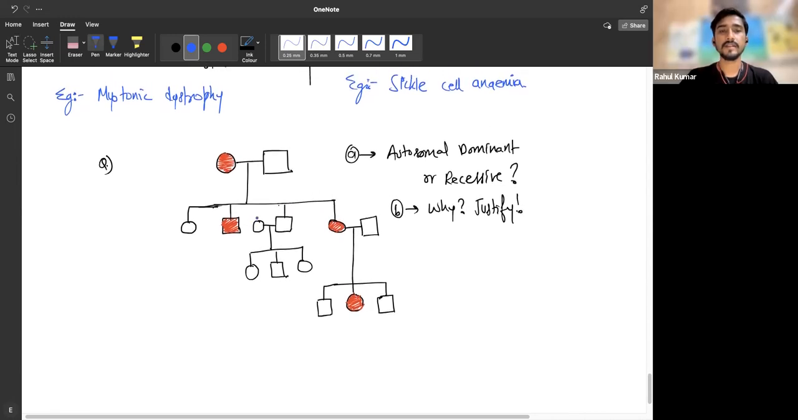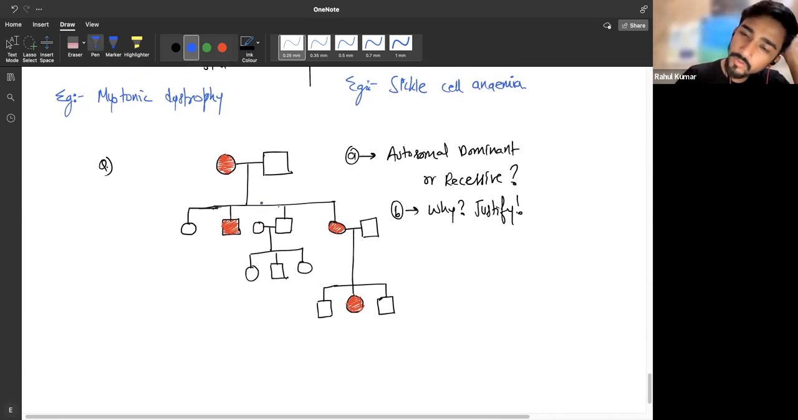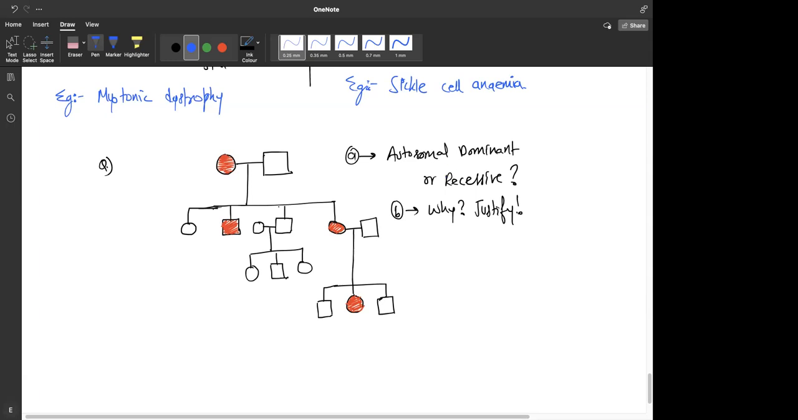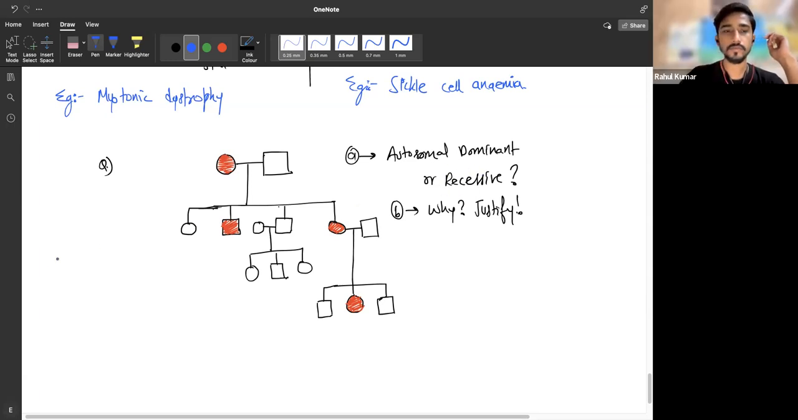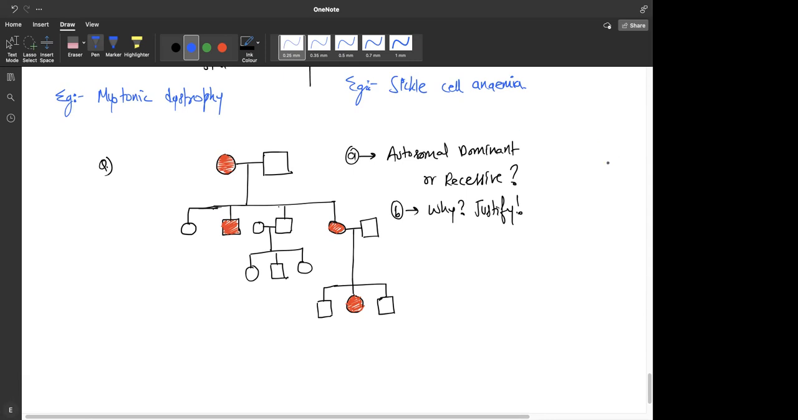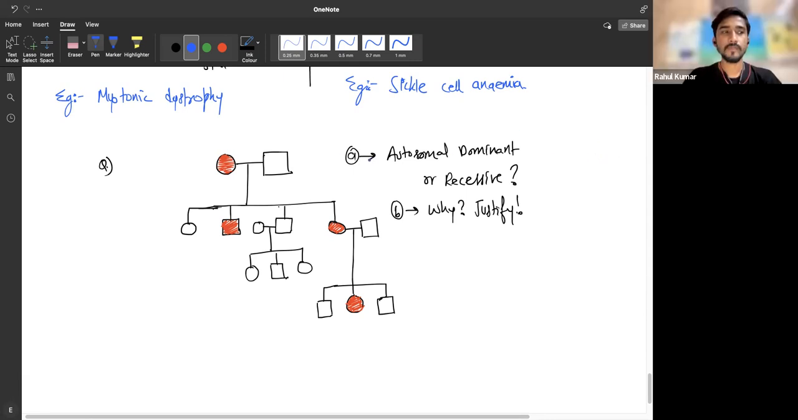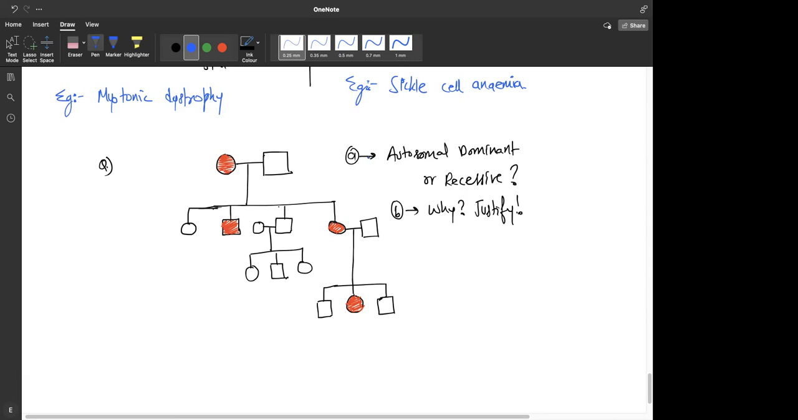Which one is it? Is it autosomal dominant or autosomal recessive? I think it is recessive. You think it is autosomal recessive. Okay. And why do you think so? Let me take others' answers first. Minashi, what do you think it is? Autosomal dominant. So you think it's dominant.